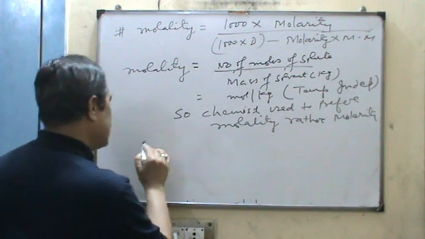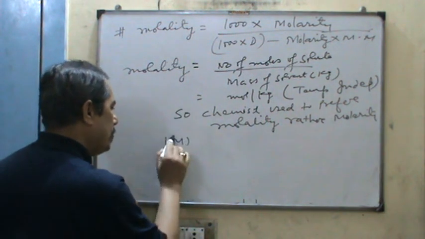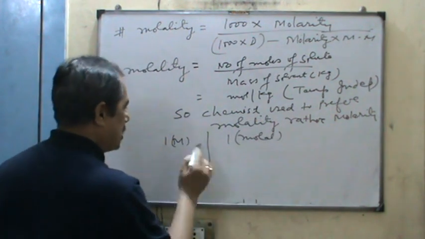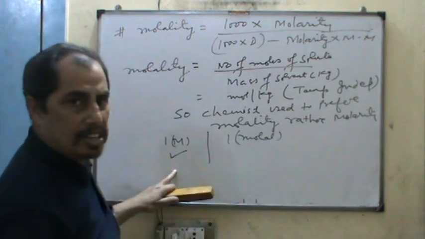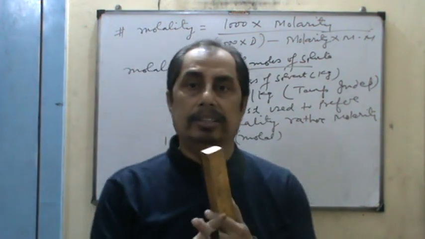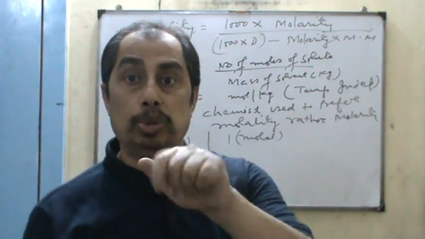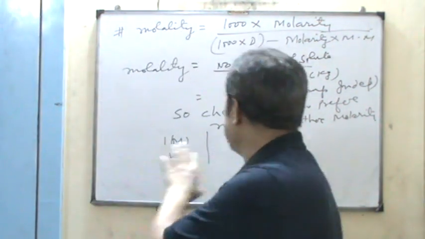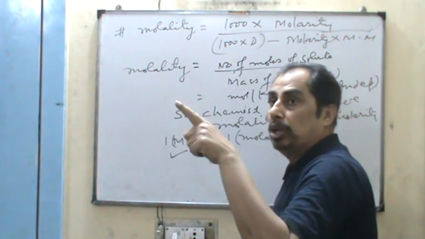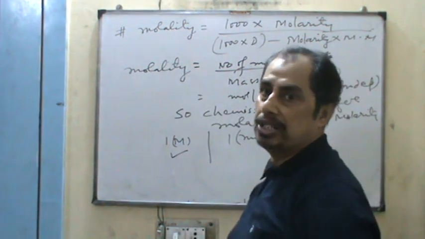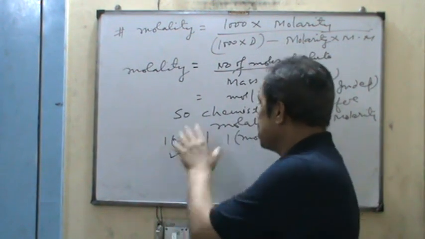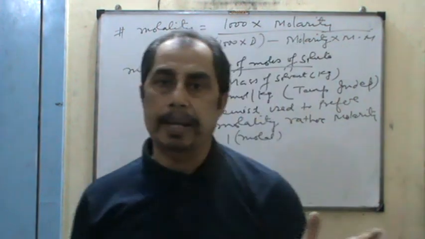So tell me, which is more concentrated, 1 molar solution or 1 molal solution? Obviously 1 molar is more concentrated, because molarity is the number of moles of solute in 1 liter of solution. Dear students, solution includes solute plus solvent, but molality is not that. Molality is the number of moles of solute per mass of solvent in kg. So 1 molal is not as highly concentrated as 1 molar.